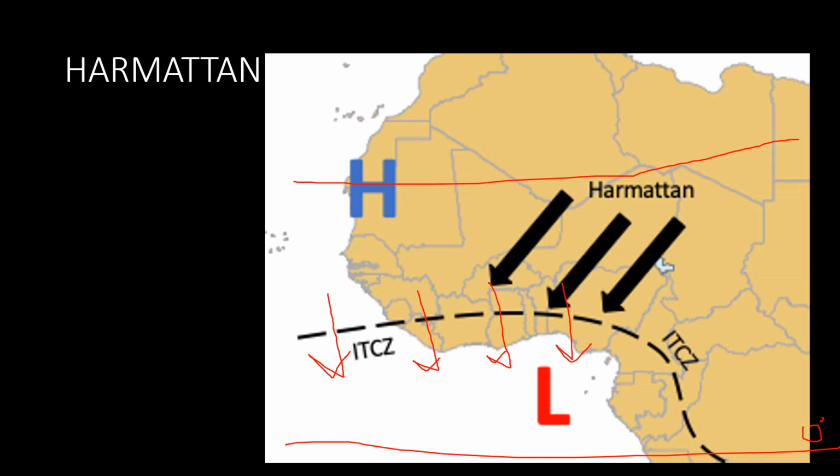So as the ITCZ shifts southwards, this region would develop high pressure, as the direct insolation of the sun would not be reaching here now. The slanting sun rays would be reaching this place now. That's why high pressure would be developed in this region.